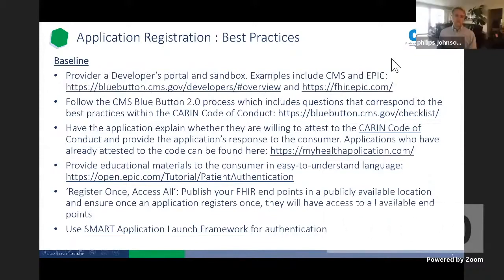Sure. Yeah, I think this is a great list for anyone who's setting out to create the ability for applications to register. It's very important as a payer that you build a sandbox that these applications can develop against. And so when you work with your engineering teams to build this process out, you want to make sure that you have a realistic sandbox that is providing real data that applications can use to validate that their approaches work correctly.